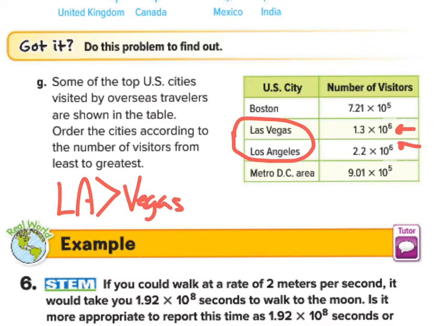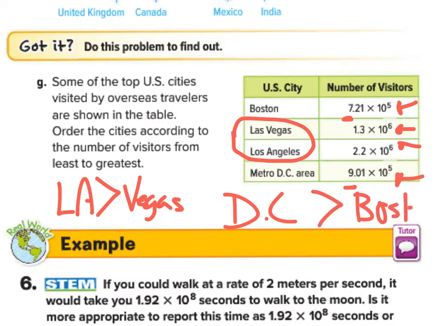Now let's look at the ones that have power of 5. Both of those do, but Metro DC area is larger than Boston, which is at 7. So DC is greater than Boston. Now let's pay attention to the question. The question is saying order the cities according to the number of visitors from least to greatest. So from least would be Boston first, then DC, Metro DC area, then Vegas, and the biggest one is LA, because they want us to do least to greatest, so we're reading it backwards.